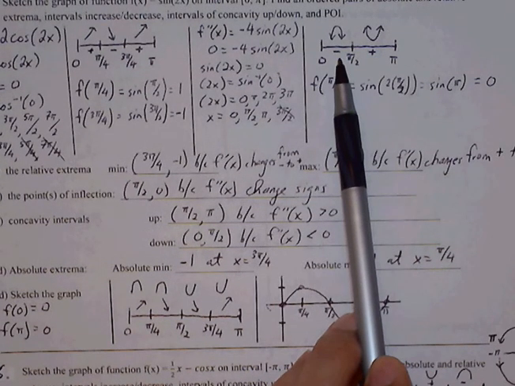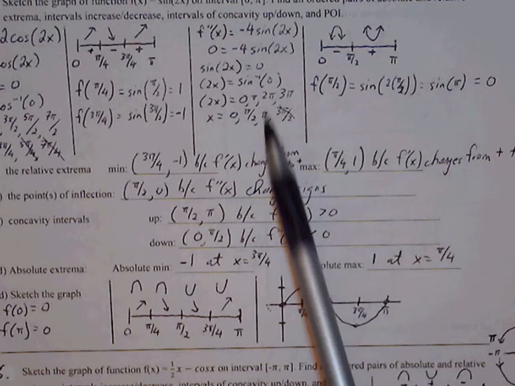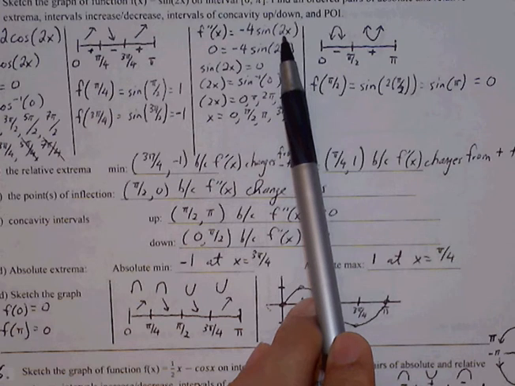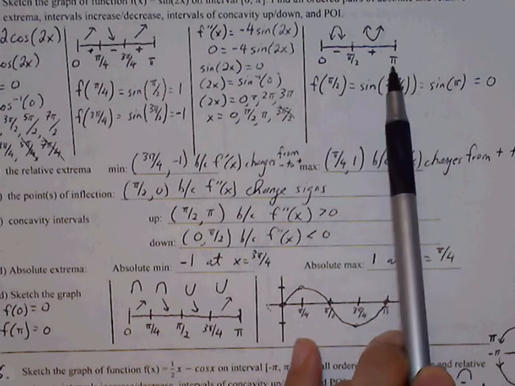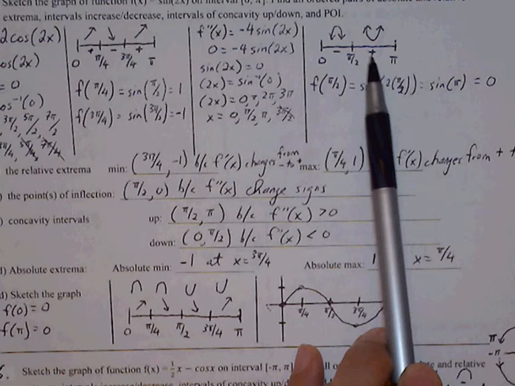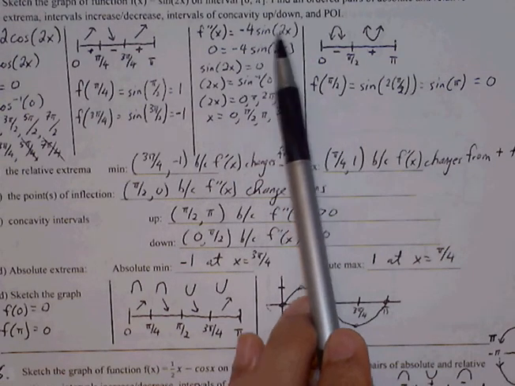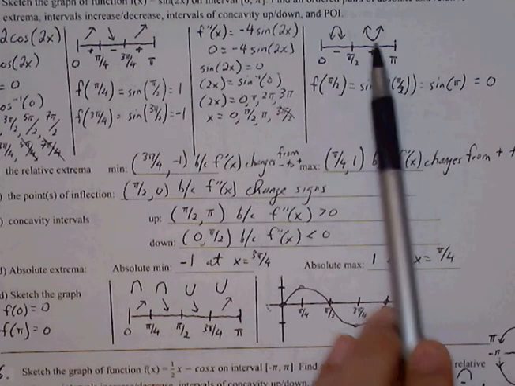Okay. Choose a value between 0 and pi over 2. I can choose pi over 4. So pi over 4 into the second derivative will give me 2 times pi over 4, which is pi over 2. Sine of pi over 2 is 1. 1 times negative 4 is negative. Here I can choose a value between pi over 2 and pi. Let's say 2 pi over 3. So 2 pi over 3 times 2 is 4 pi over 3. Sine of 4 pi over 3 is negative, because that's in the third quadrant. Negative times negative is positive, so concave up.